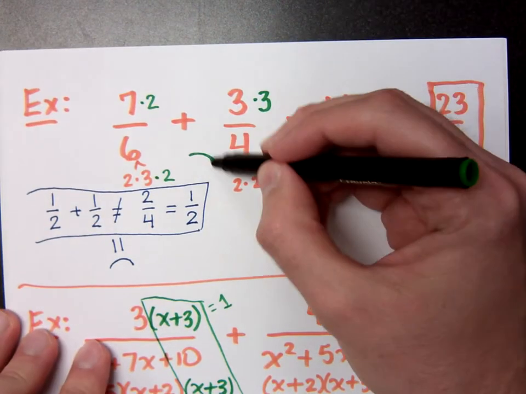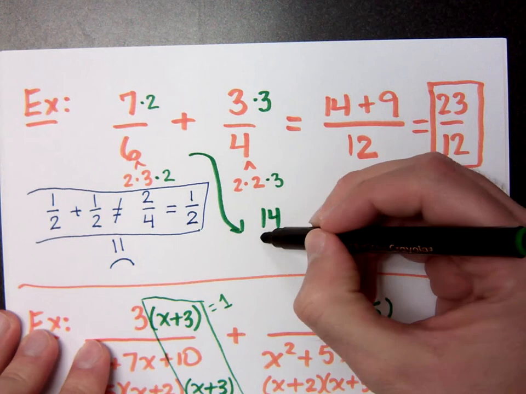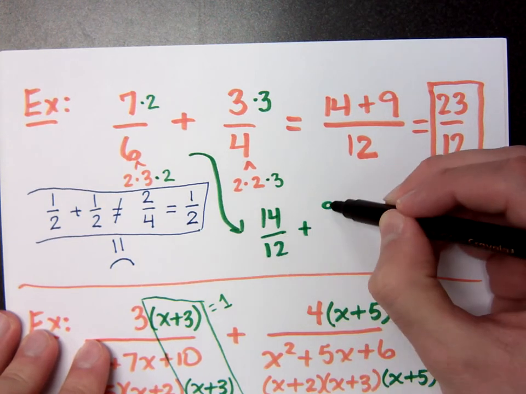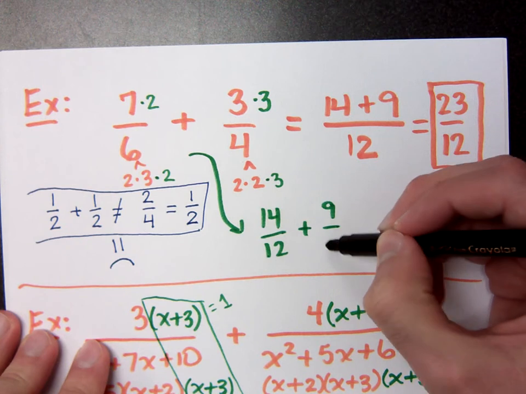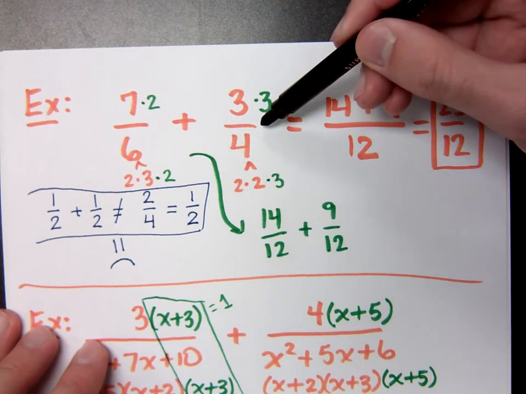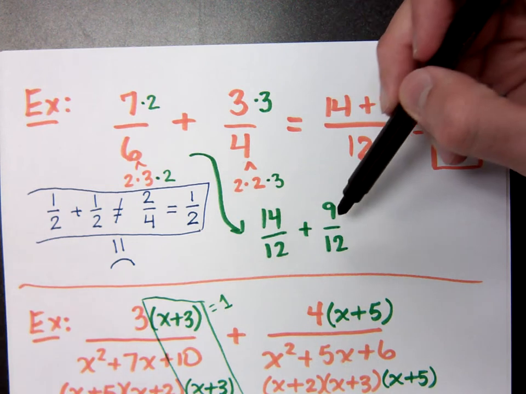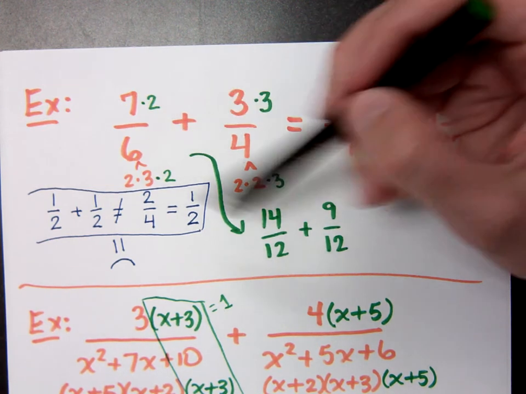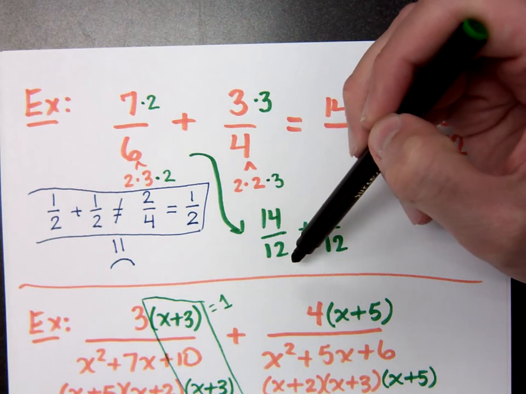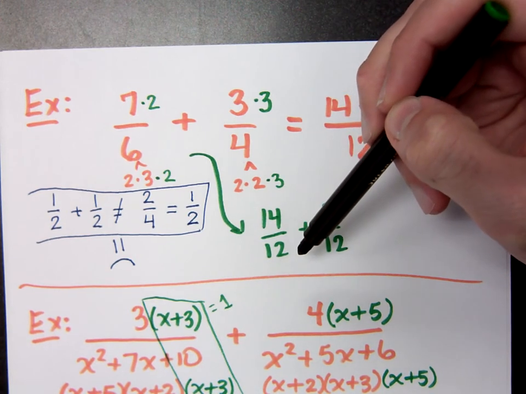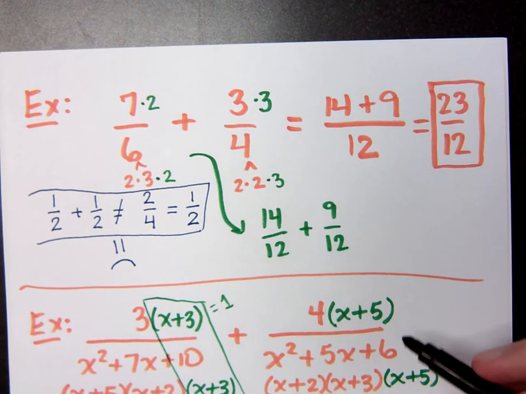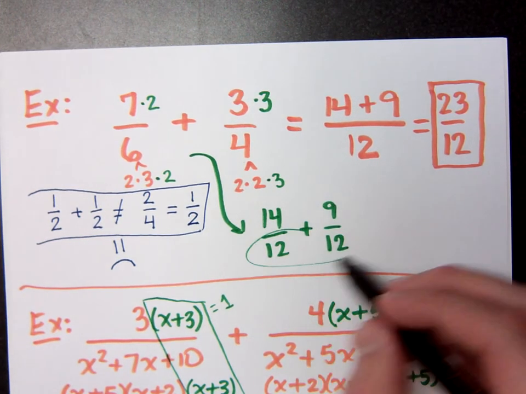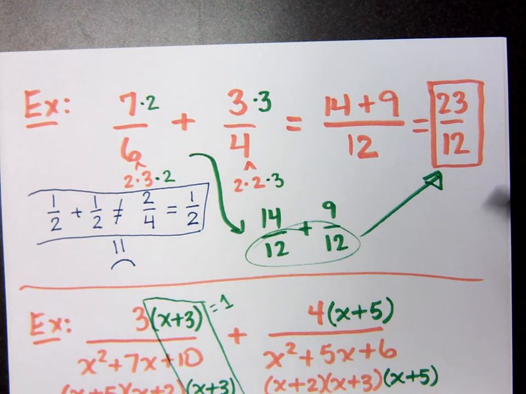Really what's going on is that I'm rewriting this to say 14 over 12 plus 9 over 12. 9 over 12 is the same as 3/4, right? This is an equivalent fraction. 7 over 6 and 14 over 12 are the same number. They just look different, right? I had to make equivalent fractions so now the denominator was the same. That's what you did with fractions. You got something that looked different, but it had the same meaning.